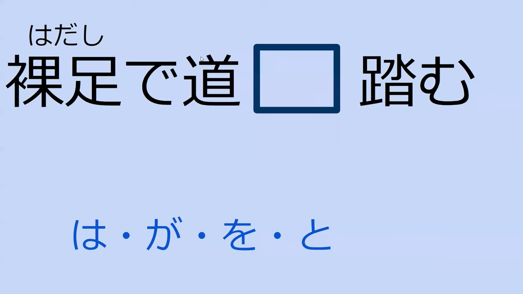Next word, can you read it for me? Hadashi. Hadashi means barefoot. Do you remember how to read this kanji? That is path, which was michi. Yep, michi. Perfect. And how about this kanji? That is fumu, which is to step. Perfect. How do you think we'd say to step on a path barefoot in Japanese?